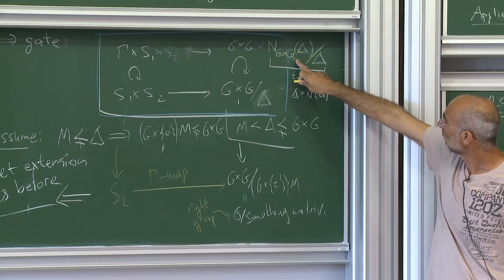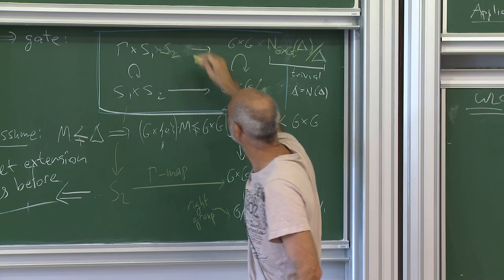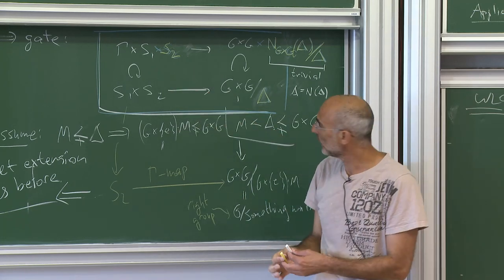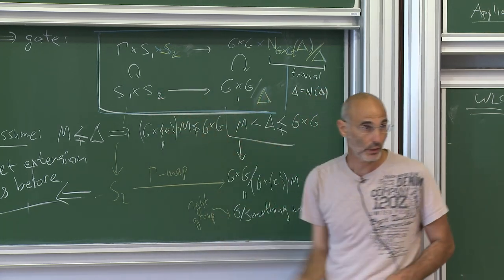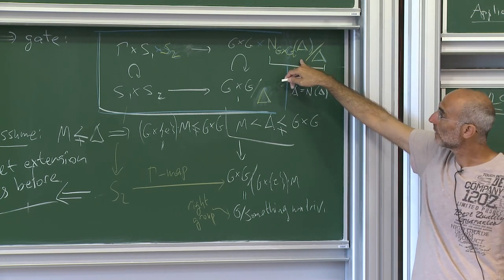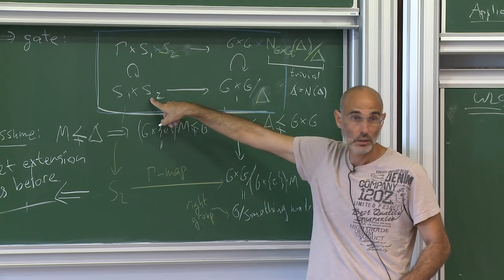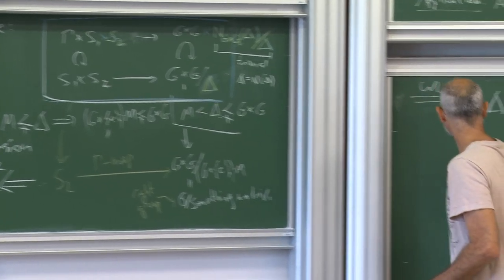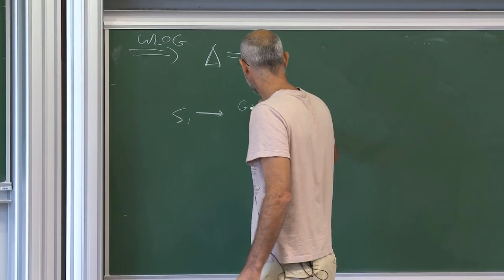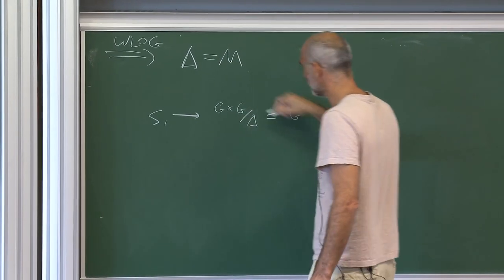So now I have the normalizer of delta, which is delta itself, and I have an S2 equivariance, because the S2 action here commutes with the gamma times S1 action we have. And because it maps into this trivial group, the map here is S2 invariant, so it factors via the S2 invariance. So I'm getting actually a map from S1 to G times G mod delta, which, recall, is just G with left and right action.